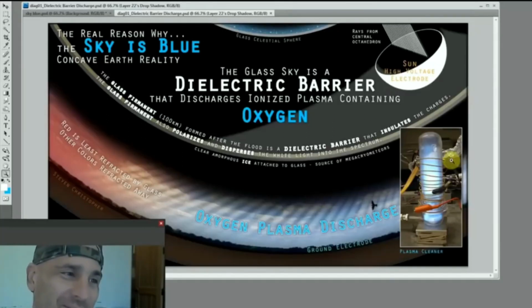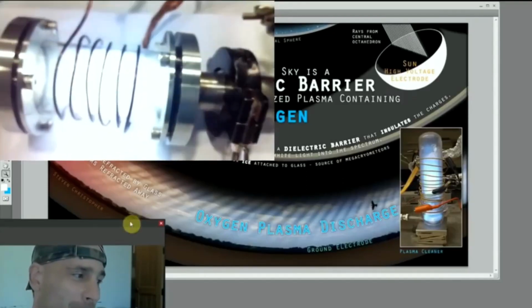It's very simple, guys. Once you understand we're living in the concave, stationary Earth, there's a glass sky that acts as a dielectric barrier, an insulator, which creates this plasma. It's very simple. That's why the sky is blue.